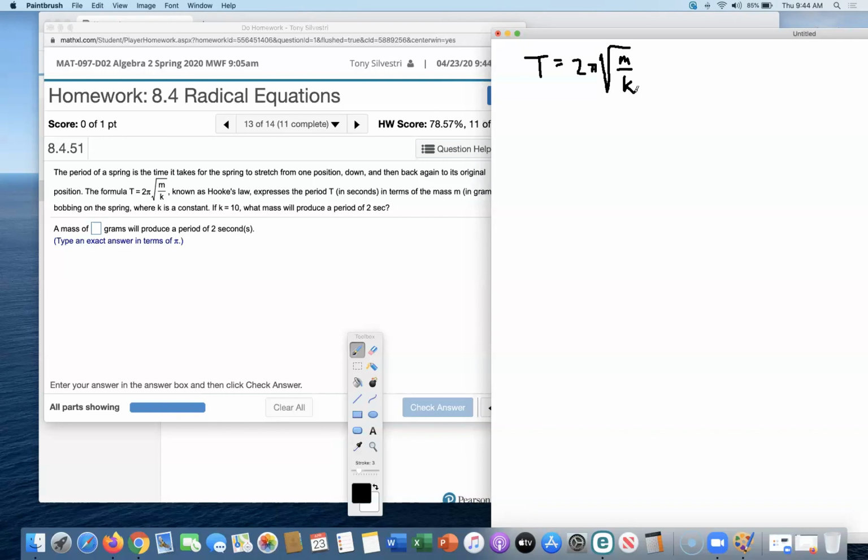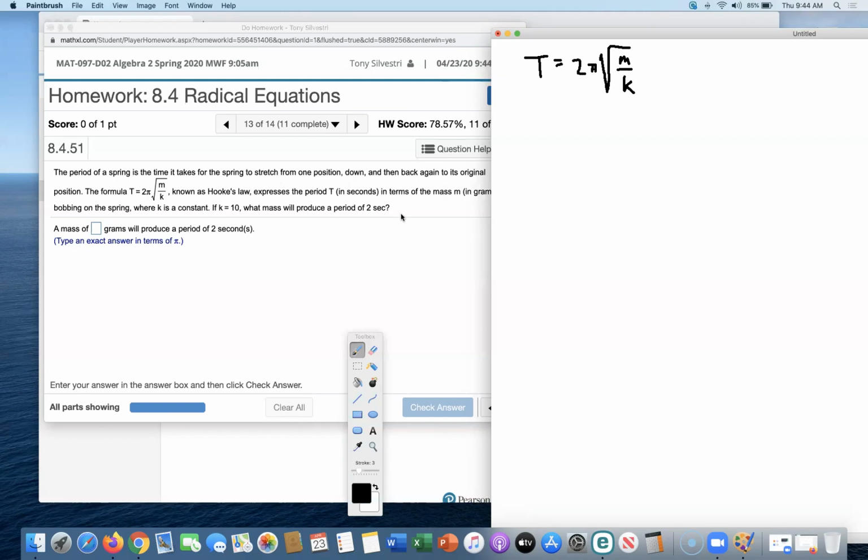But basically, this formula tells you, based on the weight of the pendulum and how stiff the spring is, how long it takes for that spring to go up and down or to move sideways. T is supposed to be a time. This is the weight of the spring, and this is how stiff the spring is. That's called Hooke's law, but who cares?